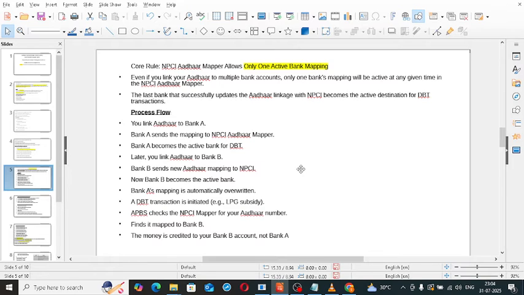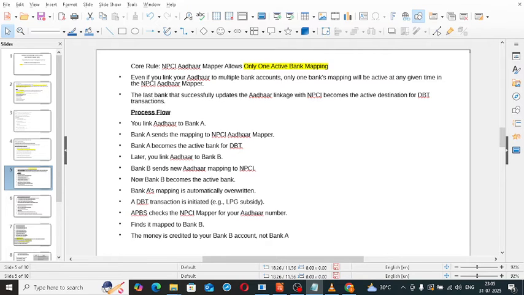See this example. I have two bank accounts: I have an account in Bank A and an account in Bank B. I am using it for the LPG subsidy. First, I opened the account in Bank A. I got my subsidy in Bank A.